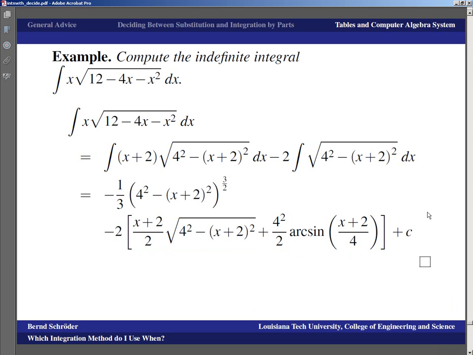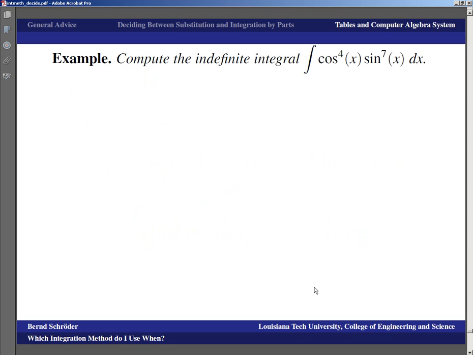Of course, 4 squared is 16. You can do a little bit of algebra with that. But this basically is the antiderivative. And that's how you use tables. And then if in your application you need to have these terms simplified, then you'll have to use just some more rather ugly algebra with it. Okay, so last example.